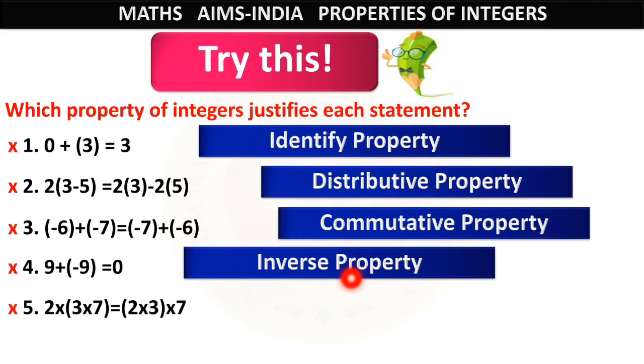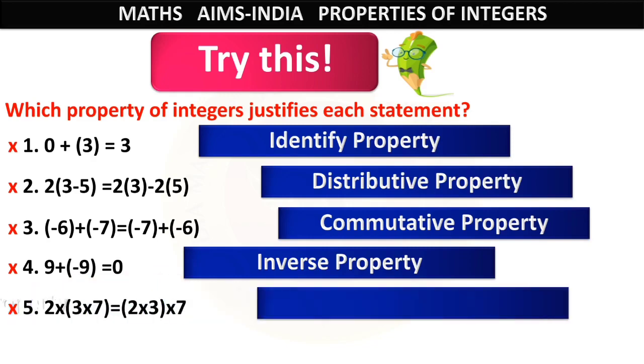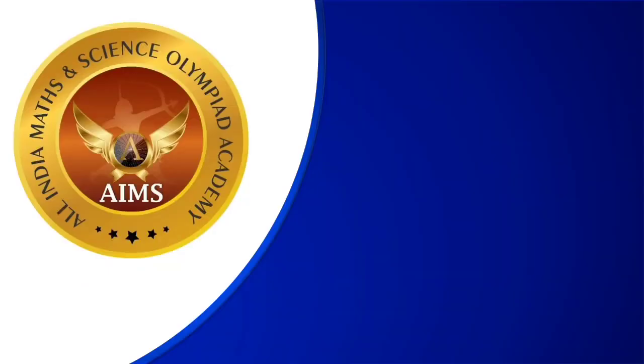The last question, (2 into 3) into 7 is equal to 2 into (3 into 7). Look at this, there are 3 integers here. Don't get confused. There are 3 integers here and we are changing the grouping of integers. Which property is this? This is associative property. The grouping of integers is changed here. Again, as I said, in commutative property we have only 2 integers and in associative property we have 3 integers. Okay, this was associative property.